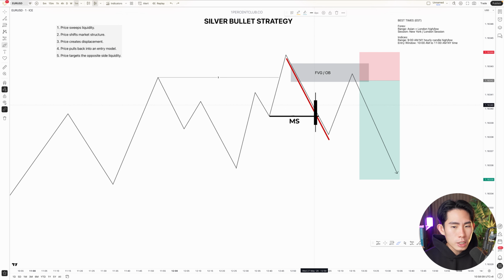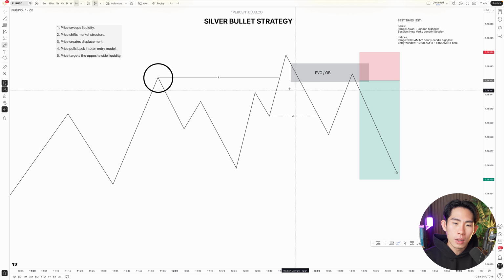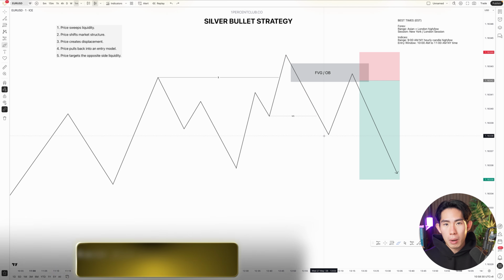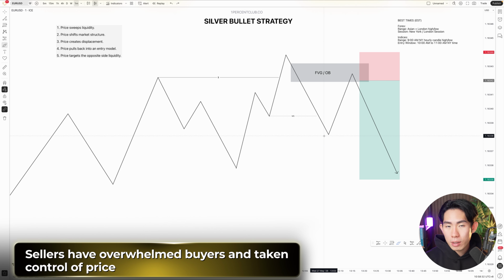So we do not want to see small, tiny candlesticks right here. We don't want to see slow price action. No, we want to see strong displacement. We want to see a lot of selling pressure, a lot of selling momentum, which really tells us that smart money is actually using all of this fuel right here to cause price to move down very significantly. Once again, confirming to us that supply has exceeded demand, sellers have overwhelmed the buyers, and right now the sellers have taken back control of price.